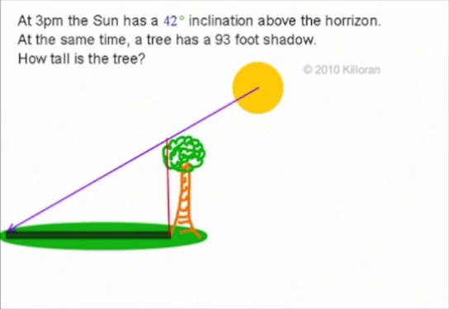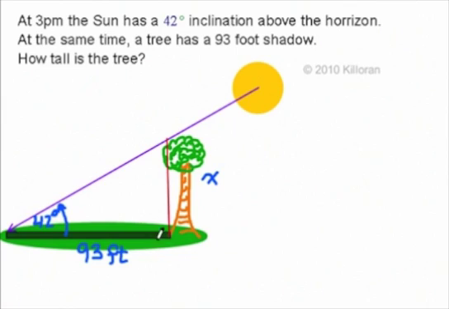And then I want to insert my measure of this angle, the 42-degree inclination. What that means is if you come off the ground and measure up to where the sun is, this angle has to be 42 degrees. What we're trying to find is the height of this tree, this red line over here, and the only thing I know is that it casts a 93-foot shadow, so down here would be 93 feet along this shadow line.